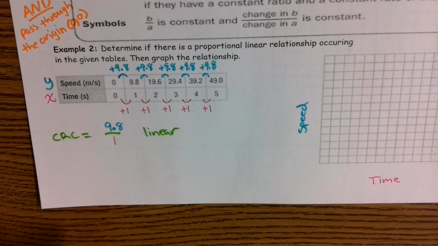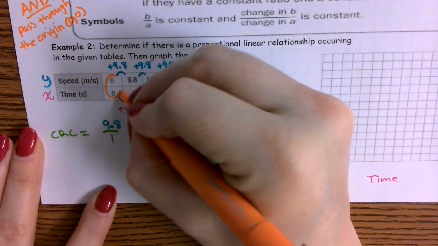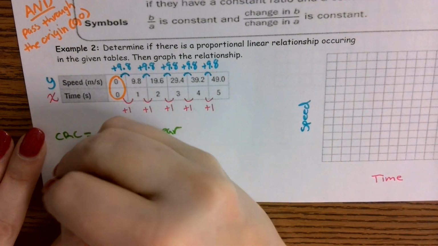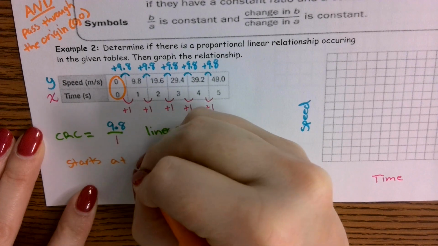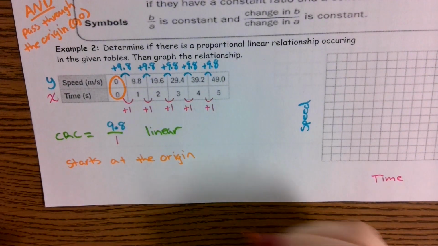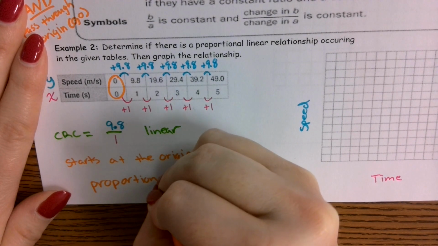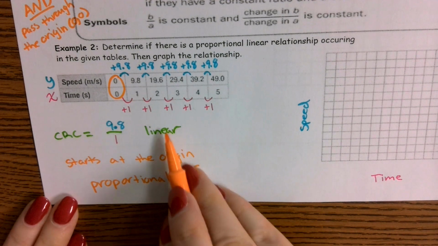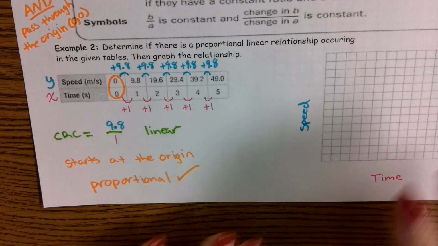Now I need to know, did I start at 0, 0? Did I have a point at the origin? Yeah, look at my very first starting point, 0, 0. So it starts at the origin. So that means that this is a proportional relationship. It is a proportional relationship because it was linear and it started at the origin. So now we're going to graph it.